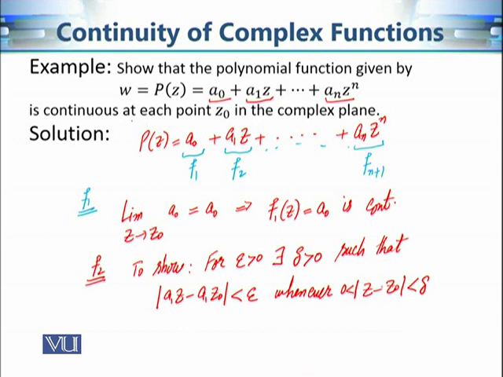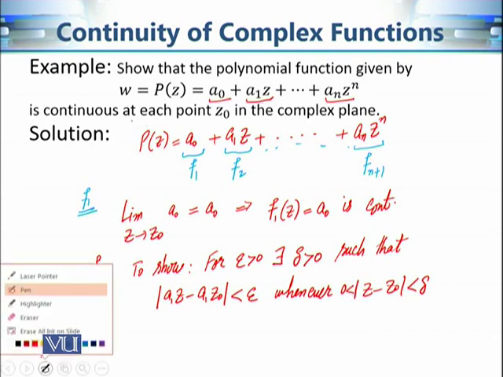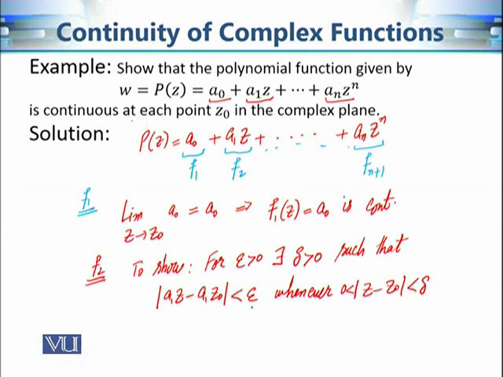Okay, so how do we find this delta? How do we apply this definition? So we assume that this epsilon is arbitrary. It is any real number that we choose.